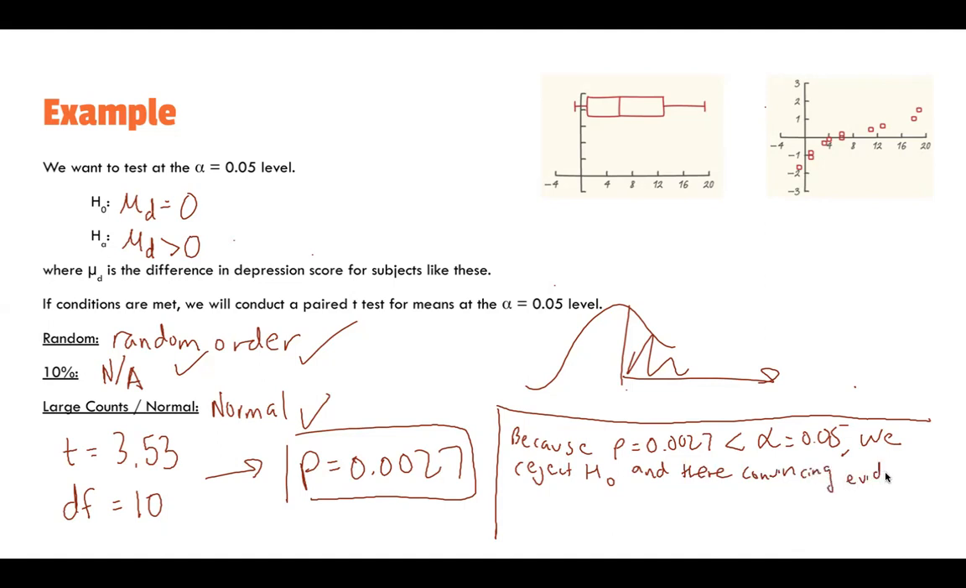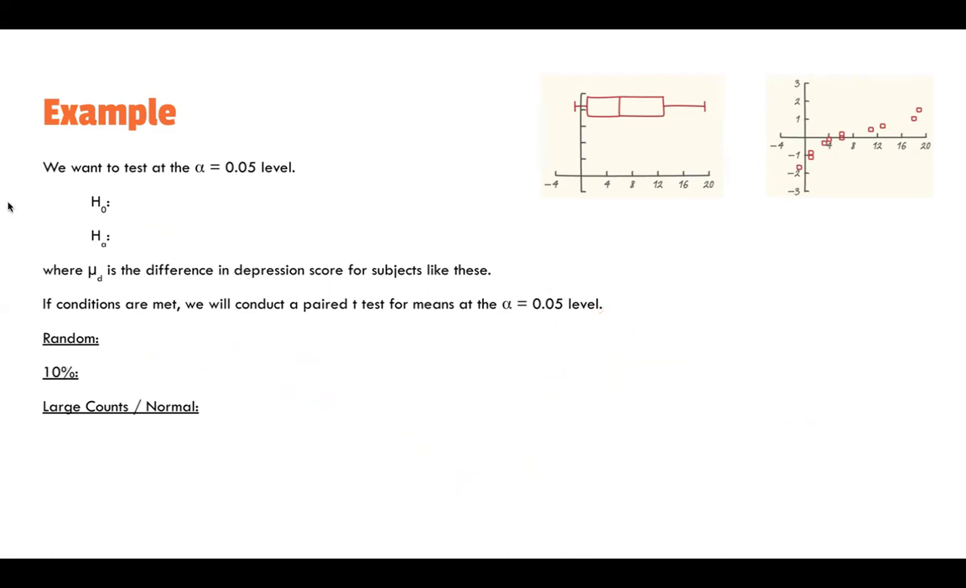Remember, not "there is evidence." Don't say we accept. Say there is convincing evidence for the alternative hypothesis for subjects like these. Don't forget that because we need to acknowledge that this is an experiment, not a sample. So always write that in your concluding statement. So that's that. That is the example.